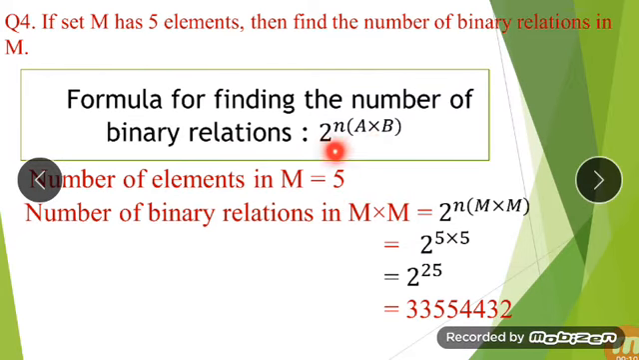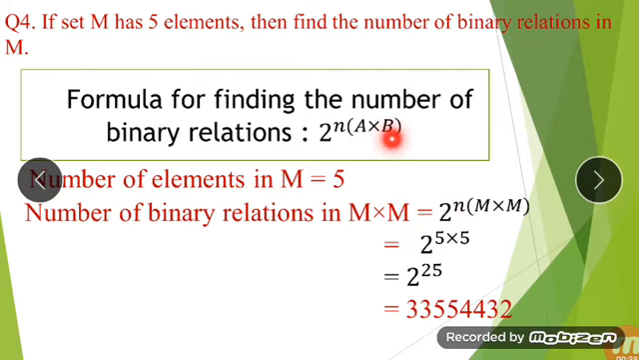Since this formula is connected with the Cartesian product, if you are given 2 sets, you are going to find the Cartesian product of those 2 sets. Whereas here just one set is given, so it means M into M, the Cartesian product of the same set M into M. So we are going to find the number of binary relations in M into M, which can be found with the help of the formula.